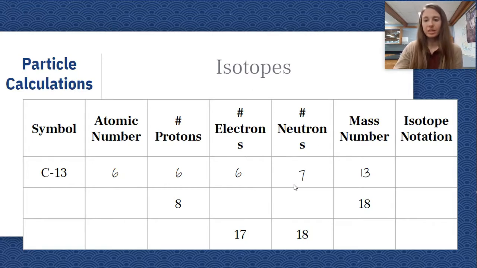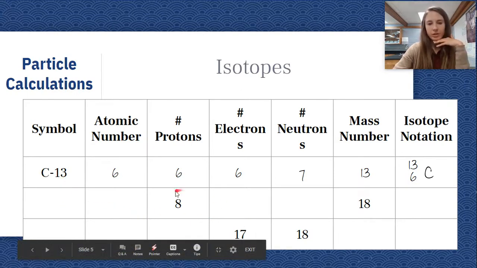Next, we need to write this in isotope notation. Remember, isotope notation has the symbol, so we're going to put a C with the mass number on top, in this case 13, and the atomic number on the bottom, in this case 6. So this is the correct way to write the isotope notation for carbon-13.